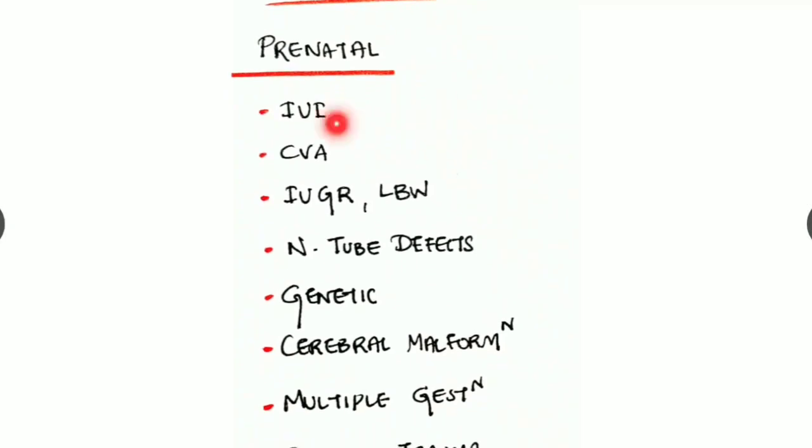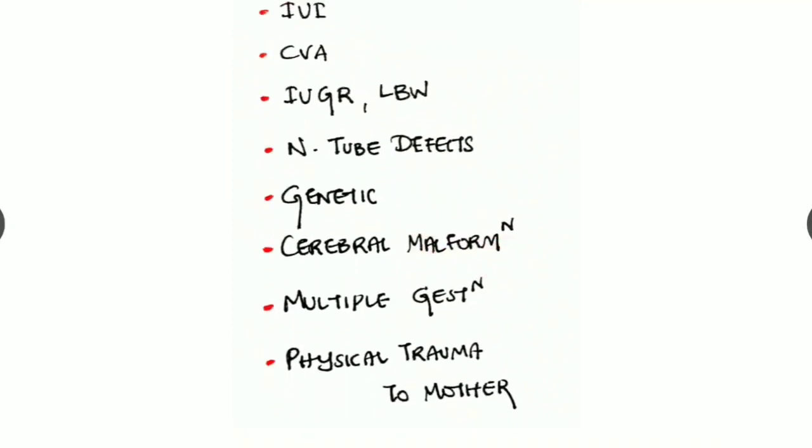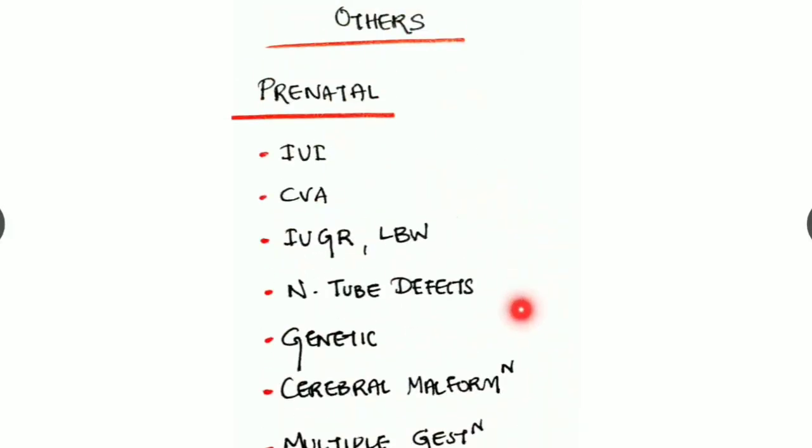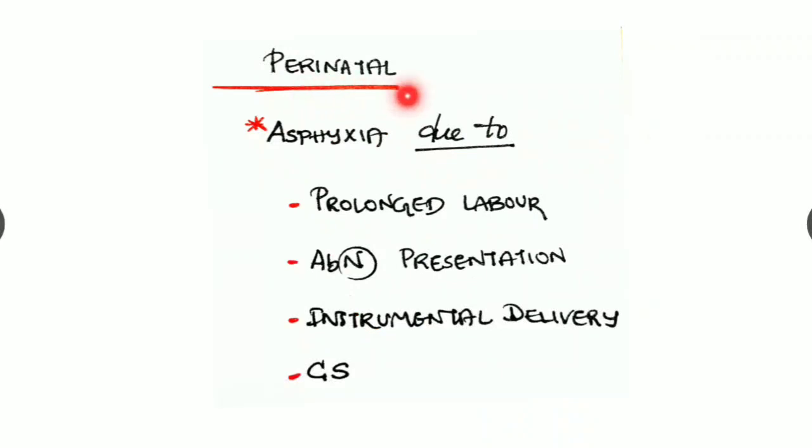Prenatal causes like intrauterine infections, cerebrovascular attack, intrauterine growth restriction IUGR, low birth weight, neural tube defects, genetic causes, cerebral malformations, multiple gestations, and physical trauma to the mother can cause cerebral palsy. In the perinatal time, asphyxia is the most common cause. It can be due to prolonged labor, abnormal presentation of the baby, instrumental delivery, and even cesarean section.